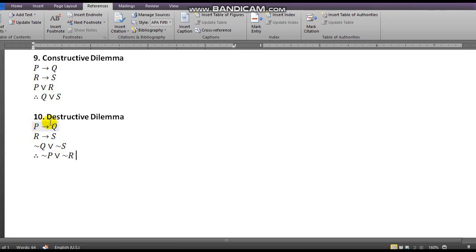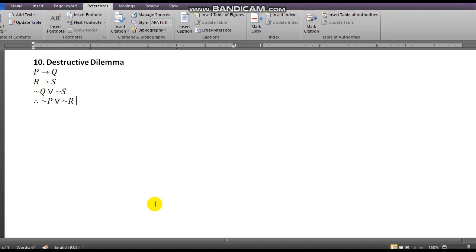We still have P implies Q and R implies S. And not Q or not S is true. So this means that either one of the consequences is false. If either one of the consequences is false, then it means that either one of the antecedents is also false. So this means that not P or not R is true. So that's the rules of inference that we can use for proving.